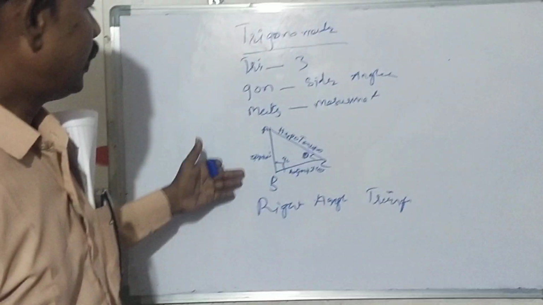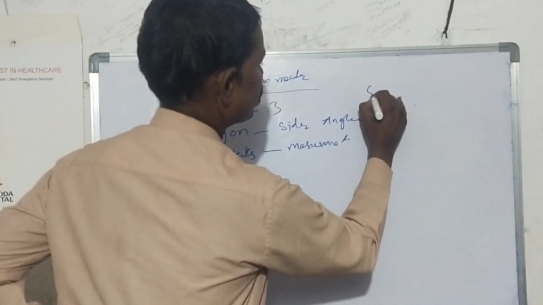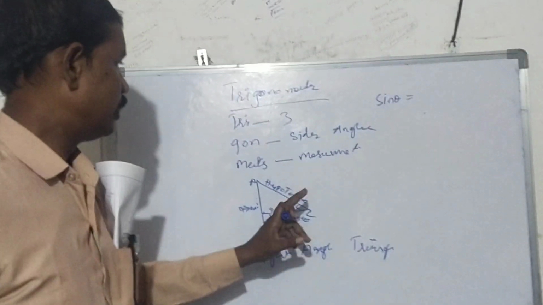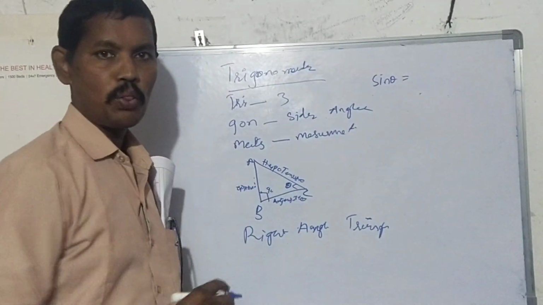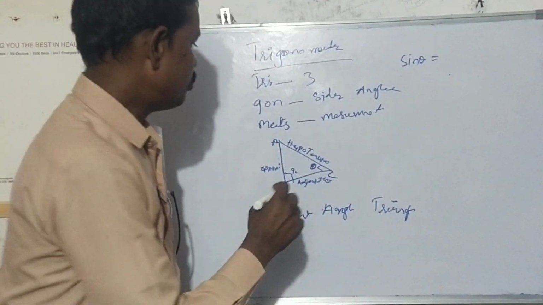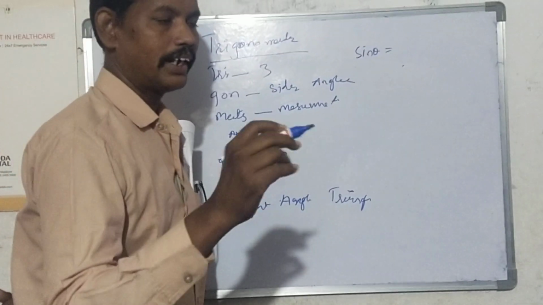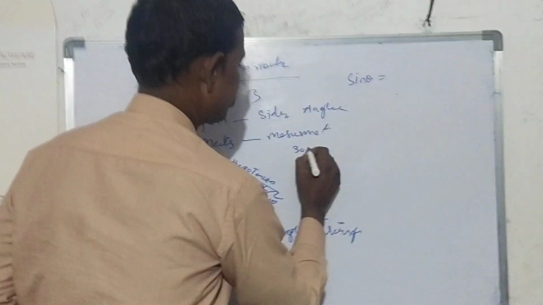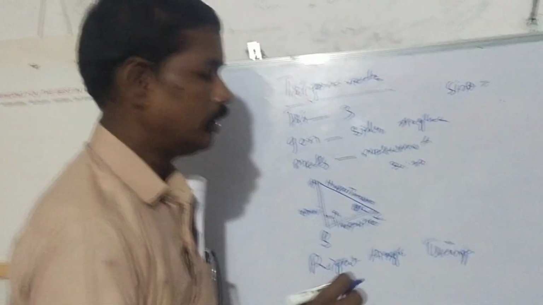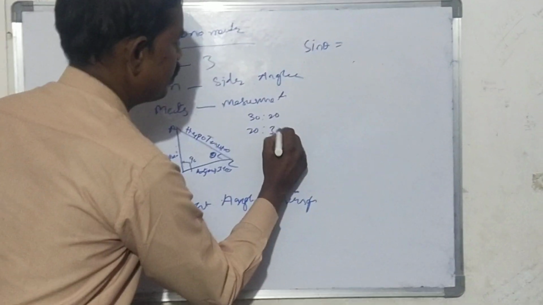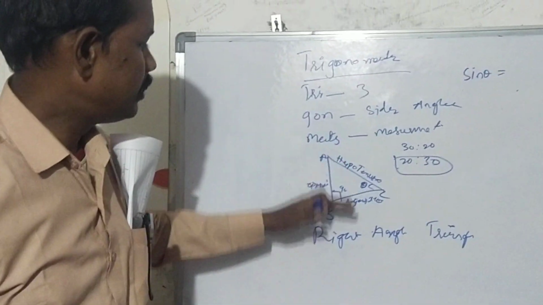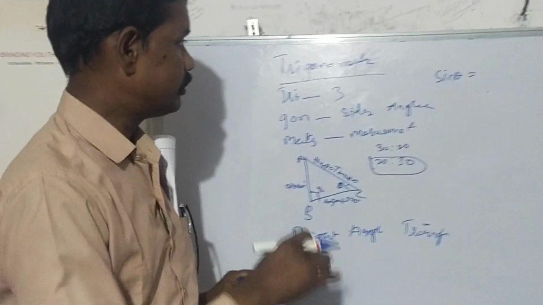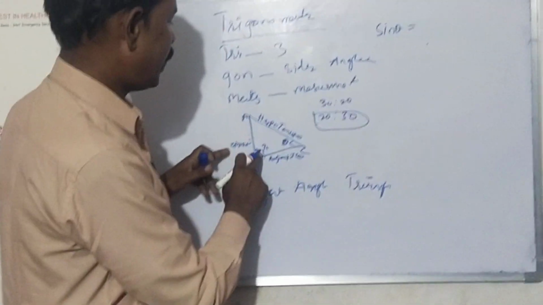Let us take sin theta. Sin theta is a ratio. You know about ratio? Ratio means, for example, the 9th class has 30 members and the 8th class has 20 people. We say 30 is to 20 or 20 is to 30. That is a ratio. Sin theta is the ratio of the opposite side to the hypotenuse.